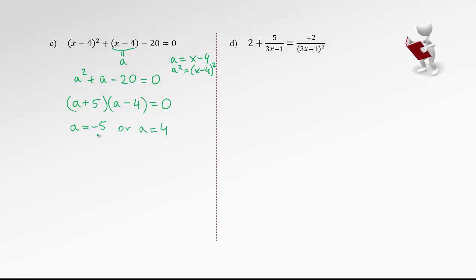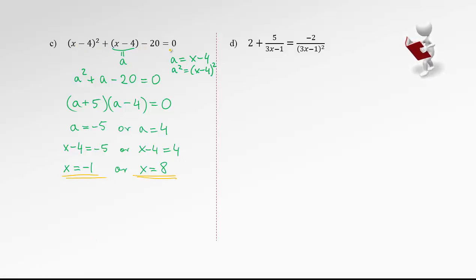However, we need to remember to come back to the substitution because we are obligated to solve for x, not for a. So let's replace a back with x minus 4. That equals negative 5, or x minus 4 equals 4. And then it's easy to solve for x. x would be negative 5 plus 4, so it's negative 1, or x equals 4 plus this 4 is 8. So we have two solutions in this case.